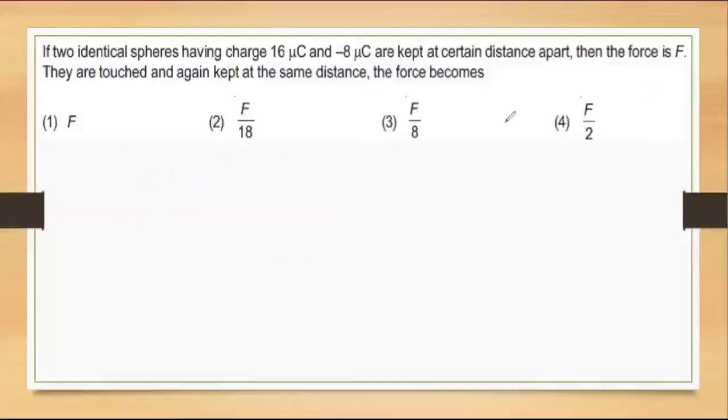Please try to solve this problem. And remember, it is a concept of conduction. When two identical charged particles are touched, the total charge will be divided equally into two parts, because they are identical, so capacitance will be the same. If they are not identical, then what will happen will be discussed in the next chapter, that is capacitance. We will again take 3 minutes.